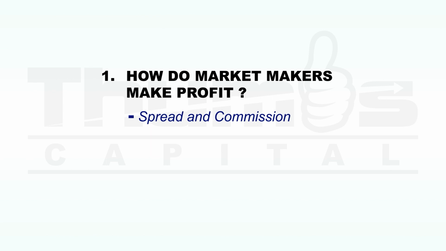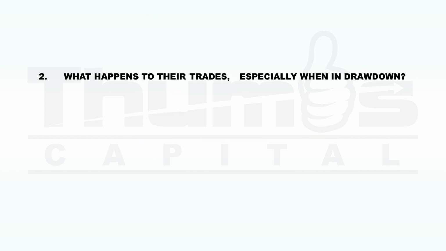That little loss is the profit of the market maker. In addition to this, when the trade goes in their favor, they get to close it in profit when the opposing trade taken by the trader is closed in loss. That settles the transaction in a profitable scenario for the market maker. This leads us to the second question: what happened to their trade when in drawdown?